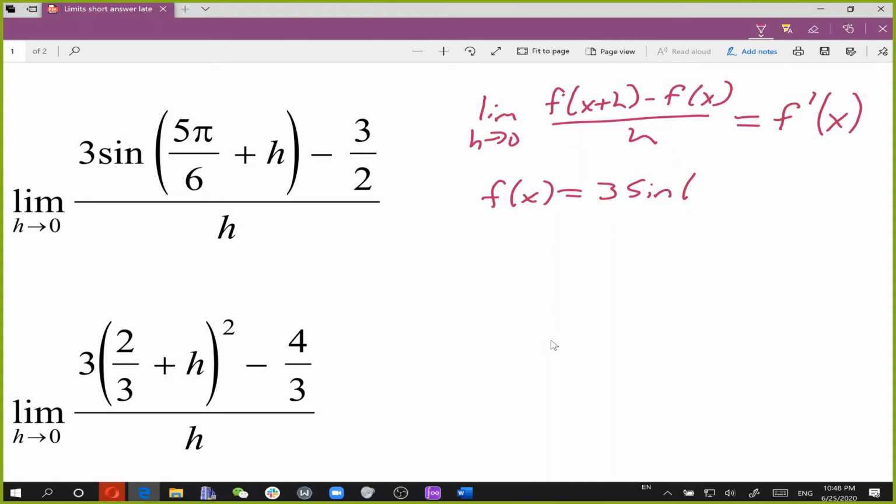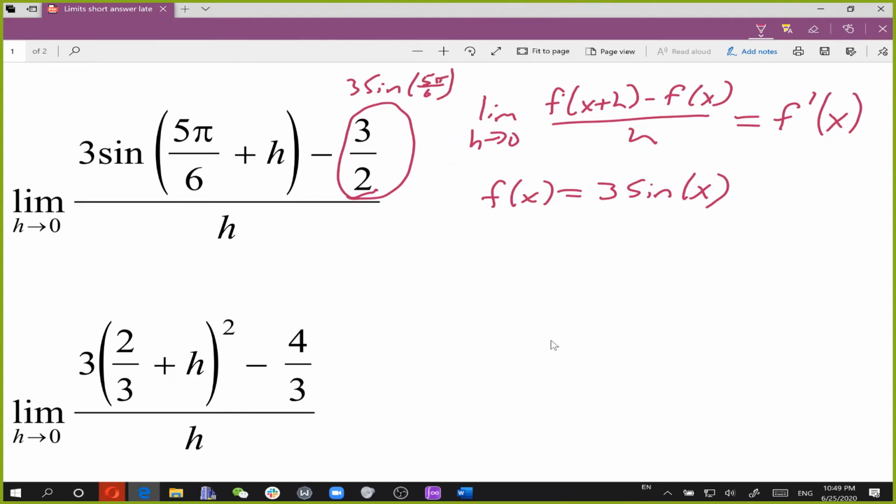And my x value is 5π/6. We can check because 3 times the sine at 5π/6 should be what I have here. That's my function of x. The sine at 5π/6 is 1/2. 3 times 1/2 is 3/2. This is 3 sine 5π/6.